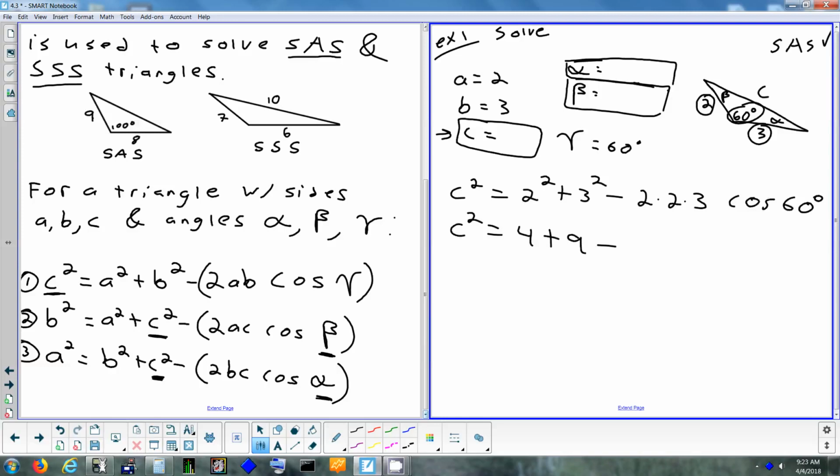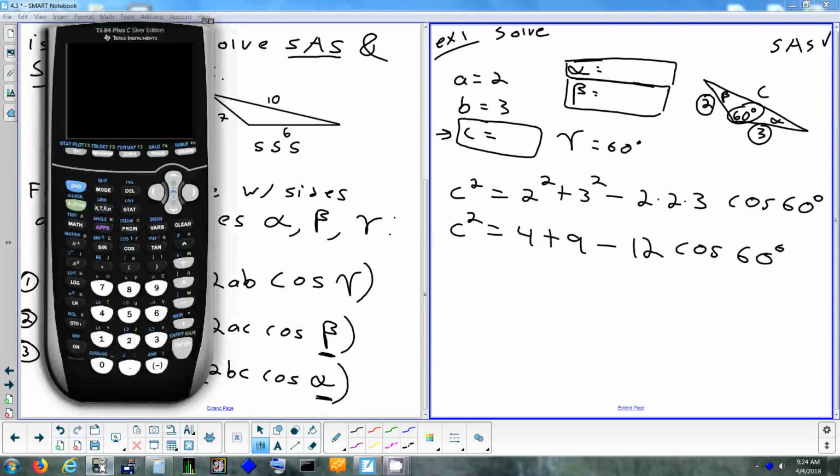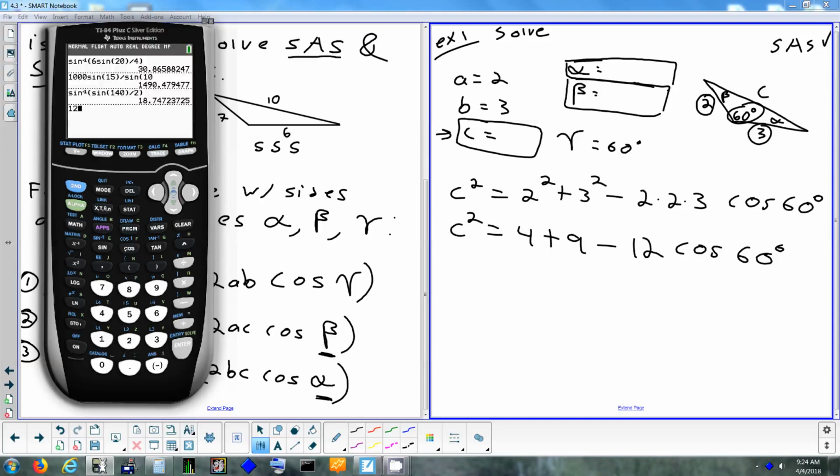So 4 plus 9. Now I'll do my multiplication. Ethan, what's 2 times 2 times 3? 12. Cosine 60. Okay, I'm still not done with multiplication. I have to do 12 times cosine 60. All right, let's do that. 12 cosine 60. The cosine of 60 is 1/2. So 12 times a half, that's how we get 6.